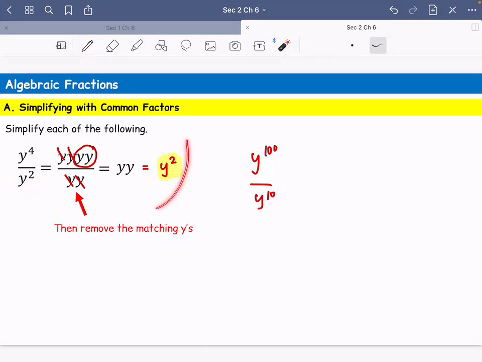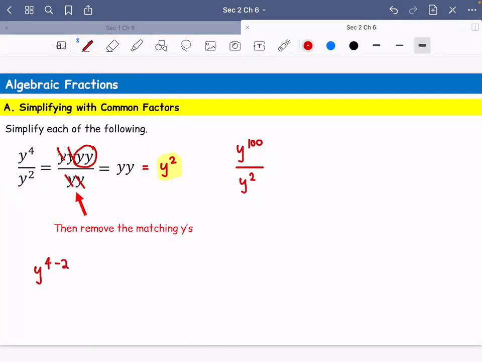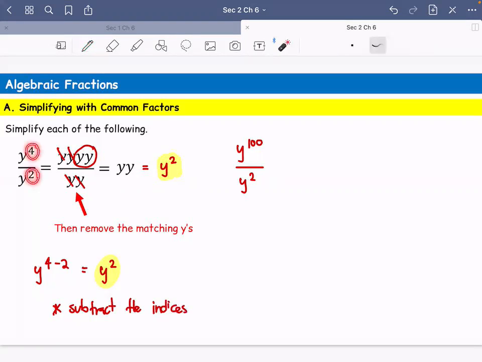No, let's go back here. What did I do to get 2? What did I do with 4 and 2? If you have similar variables, for example y and y, the easiest way to answer this is: 4 minus 2. That's why it's y squared. So just subtract the indices. That's the technique there. 4 minus 2 is equal to 2.